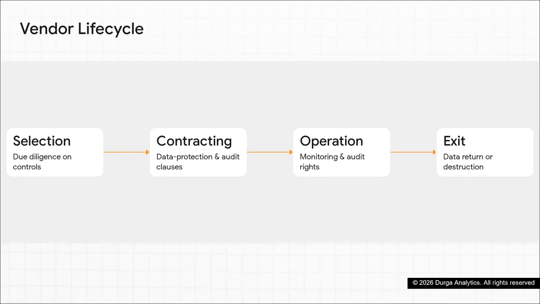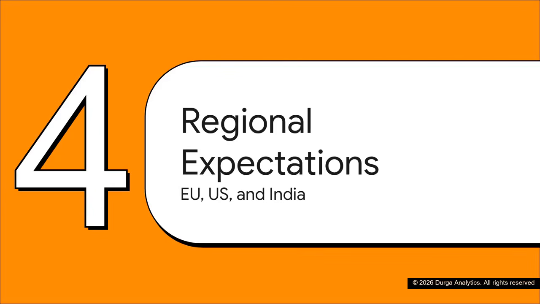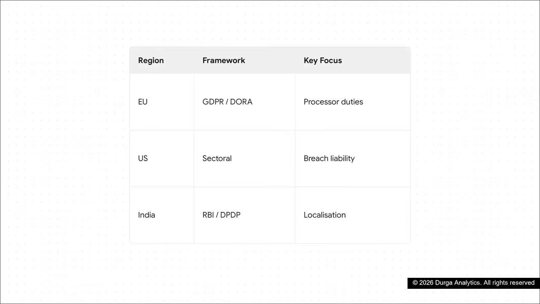The big takeaway here: contracts make your requirements enforceable, but it's your controls and audits that actually verify them. Moving right along to Section 4, Regional Governance Expectations. We covered some of this back in Chapter 18, but it's vital to remember that depending on where your data lives, the rules change drastically.